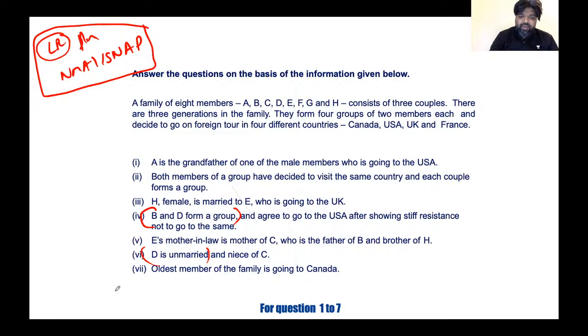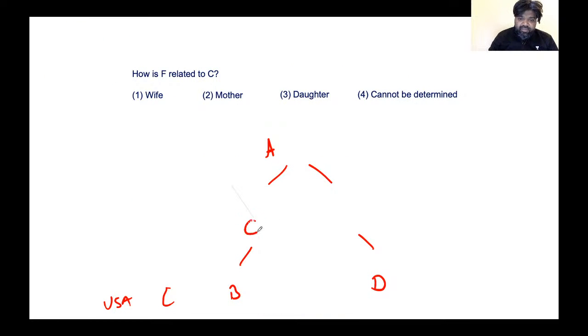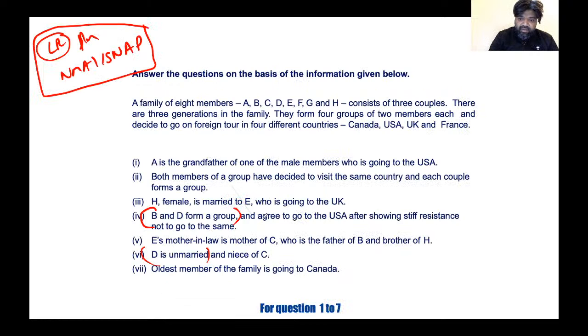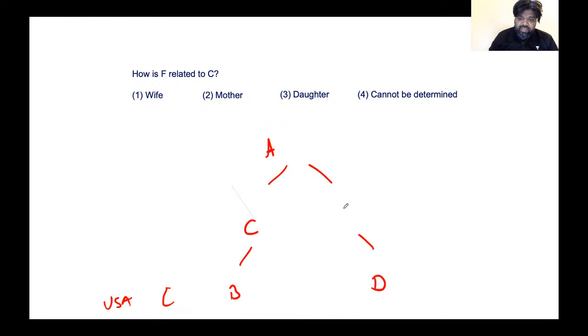H, female, is married to E, who is going to UK. B and D form a couple. E's mother-in-law is the mother of C. It means E is married to C. Who is the father of B and the brother of H? C is the father of B. So C is here. C is the father of B. Brother of H. So H must be here.